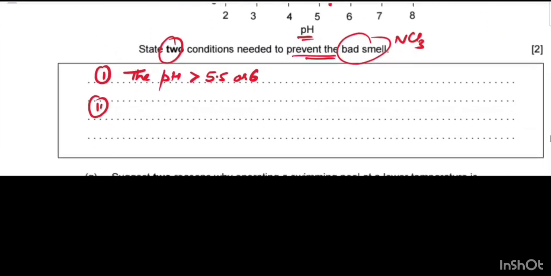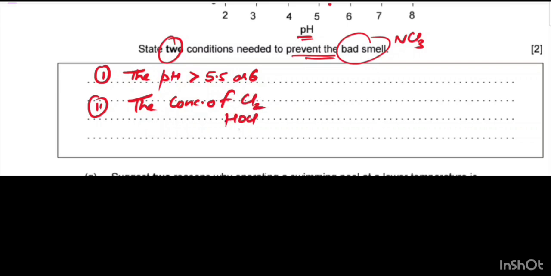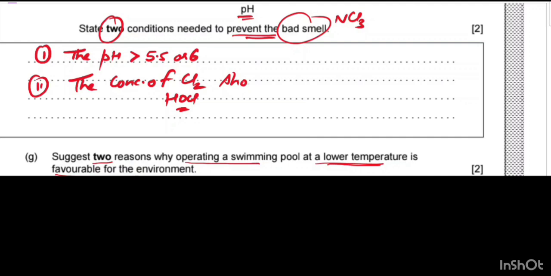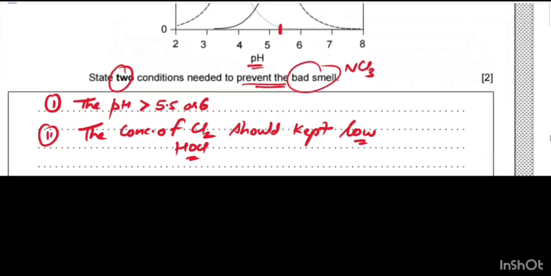What could be the answer? Part 2: the concentration of Cl2 or HOCl, which is also the chlorine compound, since chlorine is coming from HOCl, should be kept low. And that can prevent formation of NCl3 or bad smell.